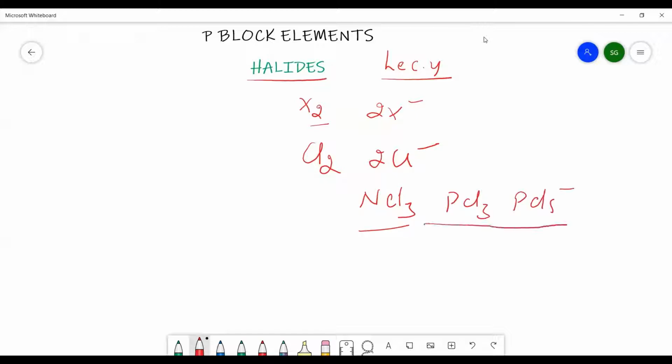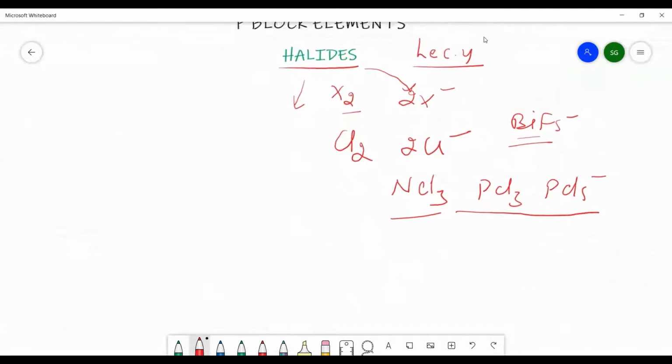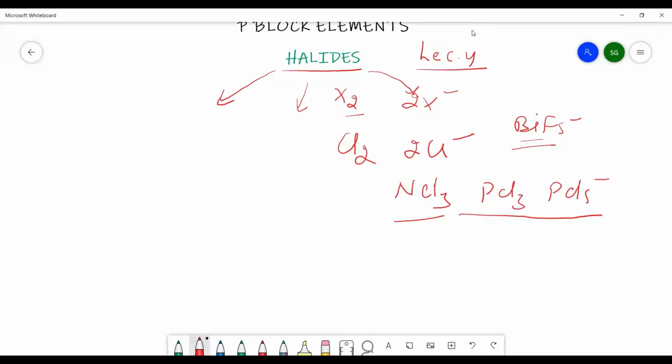So this is the meaning of the halide, like BiF5, in which the halogens react with the element. This is called the halides, and they contain the oxidation state -1. Now, as you know, in the P block elements we have done that two oxidation states are possible for the elements, that is +3 and +5, and minus oxidation state is possible for nitrogen. In +3 oxidation state, they will form trihalide, and in +5 oxidation state, they will form pentahalide.